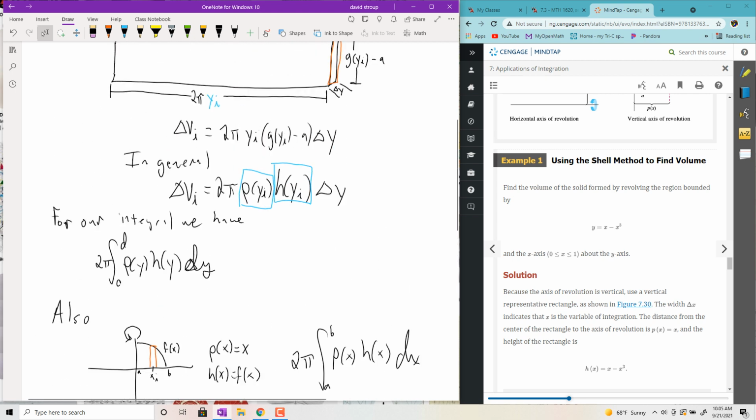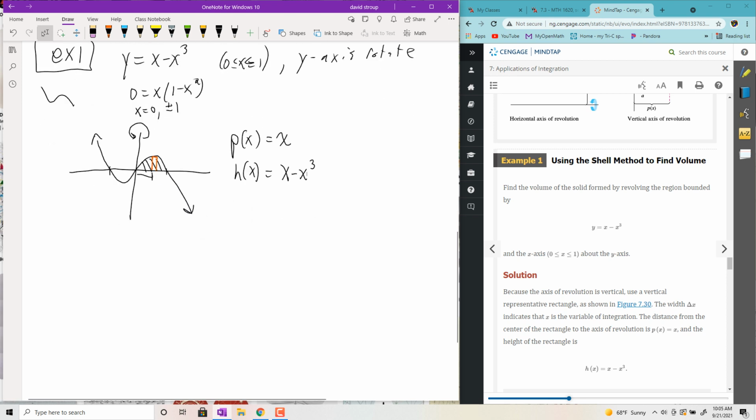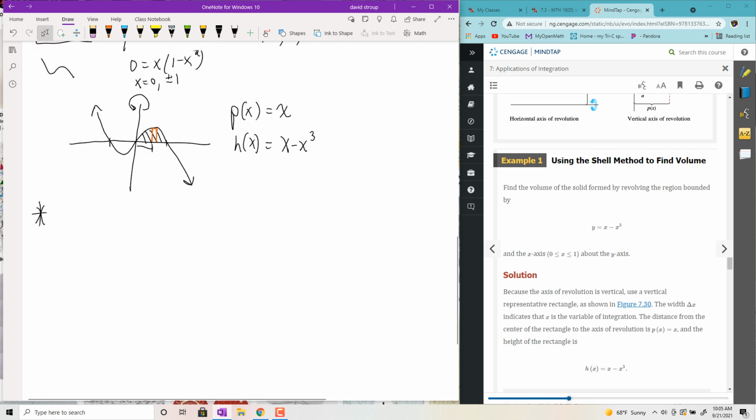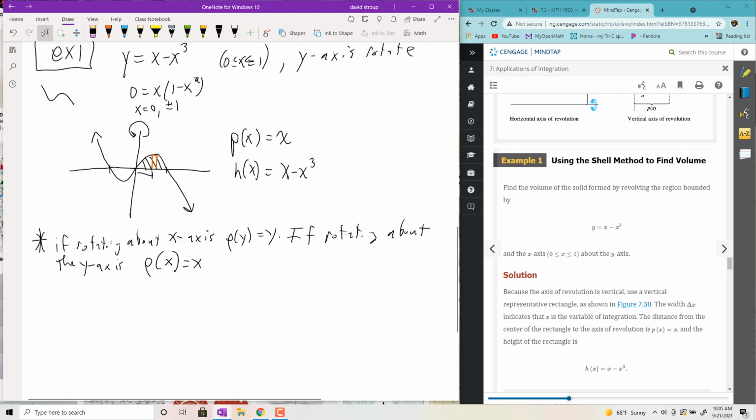Okay. In general, if you're doing a rotation about the x-axis or the y-axis, so just a note here, if rotating about the x-axis, your rho of y will automatically be y. If you're rotating about the y-axis, your radius function will automatically be x. Okay, so just to the side.